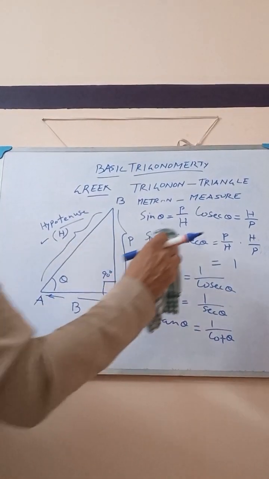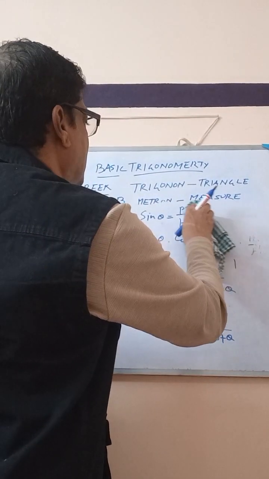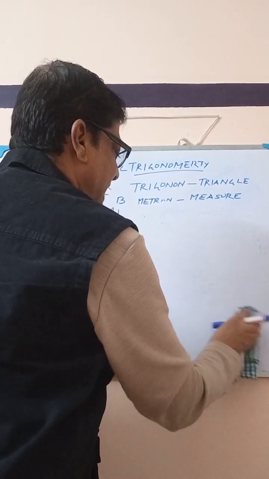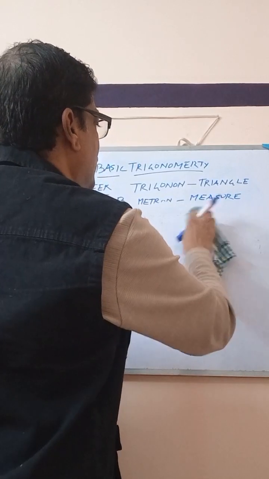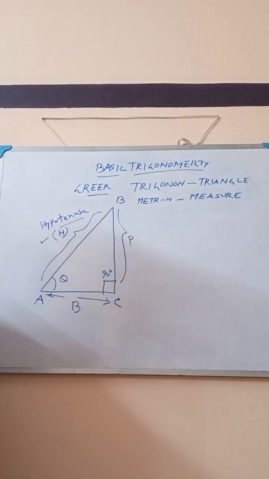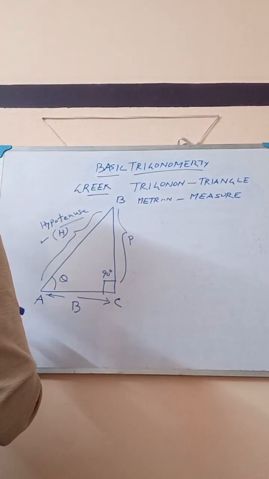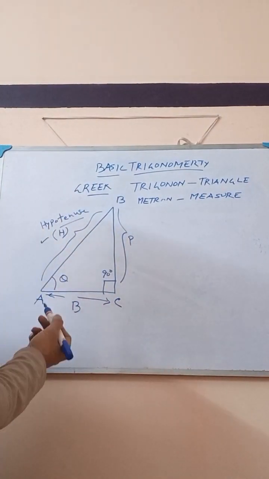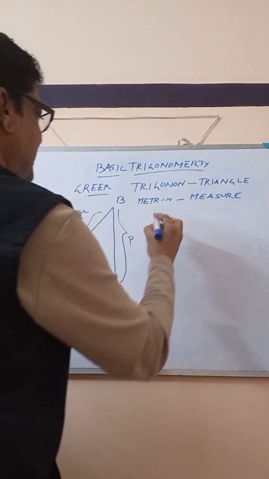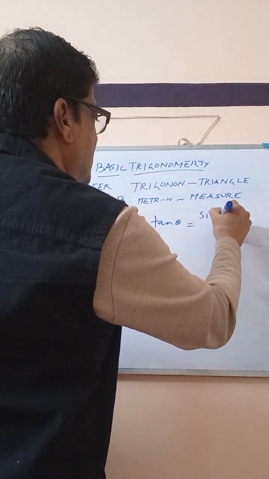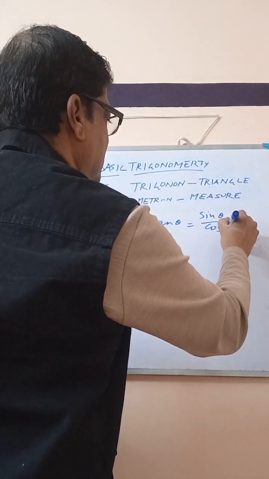Now another thing we have to learn is what is the value of tan theta in terms of sin theta and cos theta, and what is the value of cot theta in terms of sin theta and cos theta. Now we call these quotient relations. Now tan theta is equal to sin theta by cos theta.